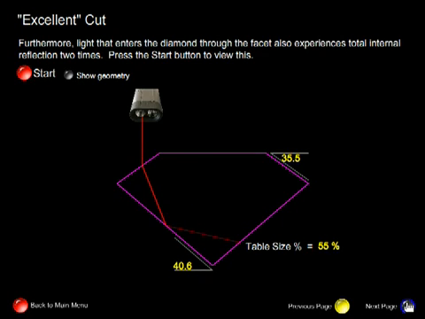This is how light behaves when it travels through the facet. So it enters at this point, and again, total internal reflection occurs 2 times, at this point and at this point. Once again, this occurs because these angles are greater than 24.4 degrees, the critical angle for diamond. Here the angle is only 4 degrees, therefore the light is able to exit. Let's take a look at that one more time.